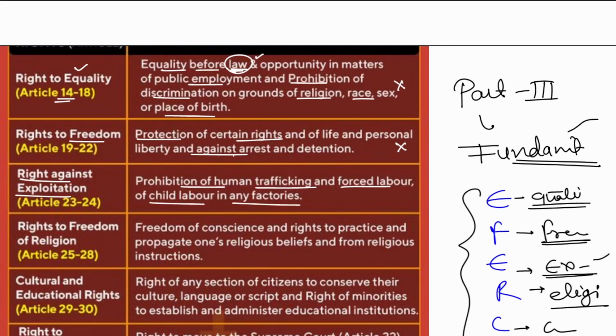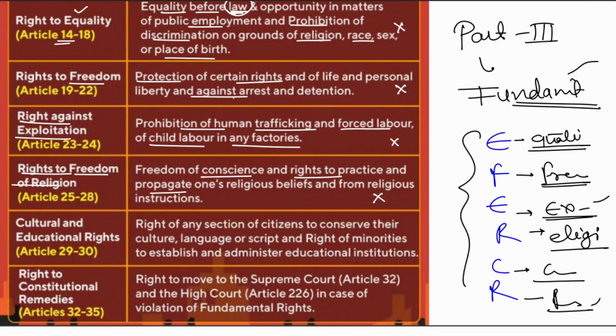So this is also not getting harmed because of the wealth incursion. Next, we see the right to freedom of religion. Again, this is not getting harmed because the right of conscience and the right to practice freedom of religion is allowed to everybody, regardless of how poor or how wealthy they are. Then there are cultural and educational rights: the right of any section of citizens to conserve their culture, language, and script. This is also not getting harmed because of the economic diversification.